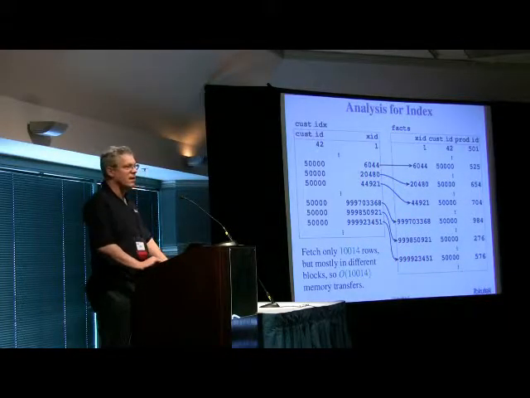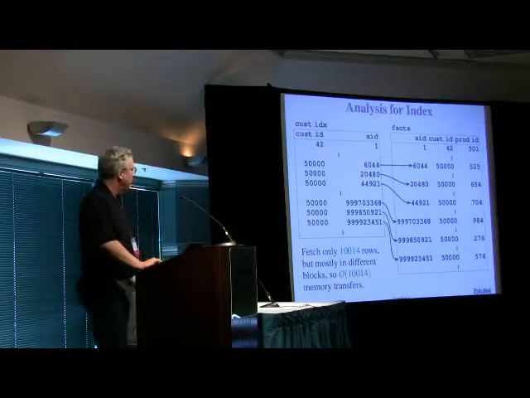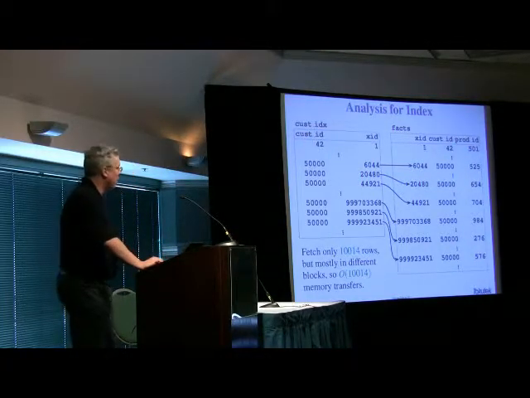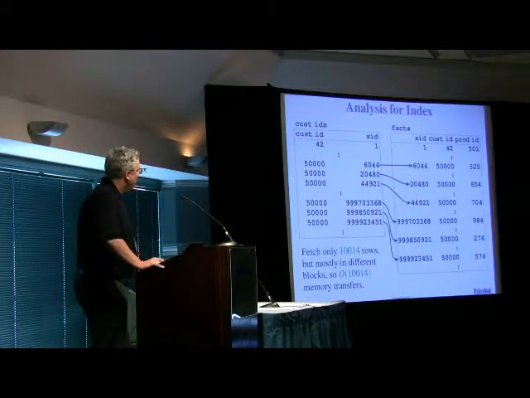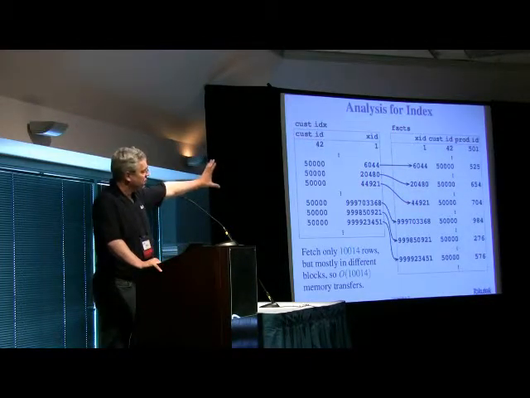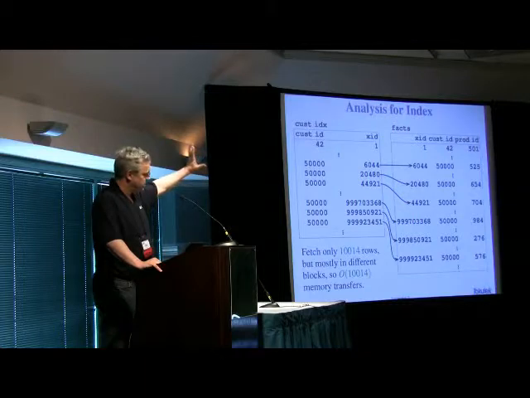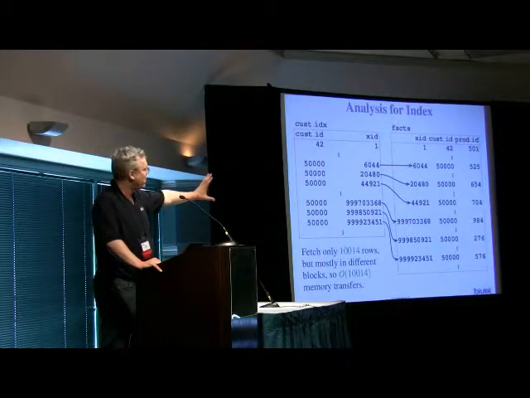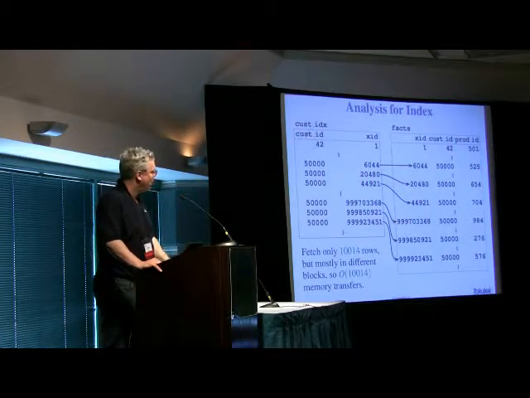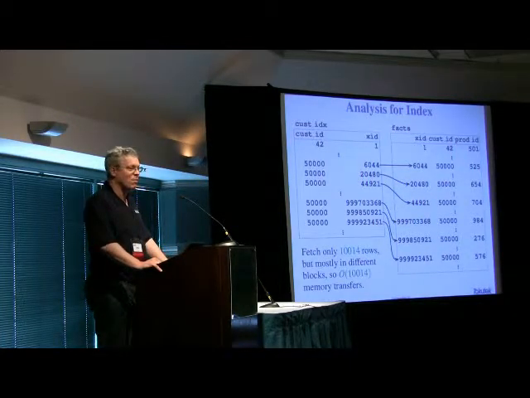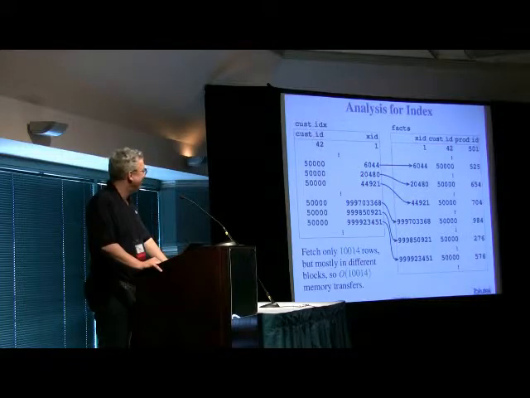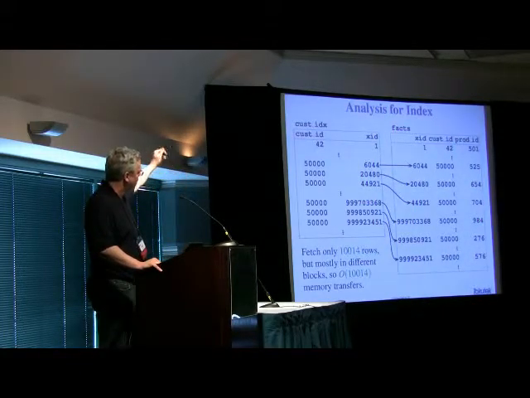Now here's an analysis for the case where there's the simple index, not a covering index, just the ordinary index. There's two things going on here. On the right side is the fact table, which is the same as it was on the previous slide, except I've done away with the block shading because I'm hoping you can remember how that works. On the left side is this index, which has customer ID as the key.